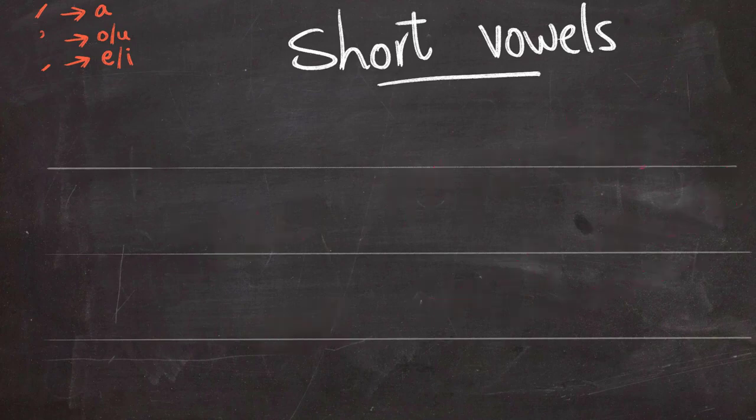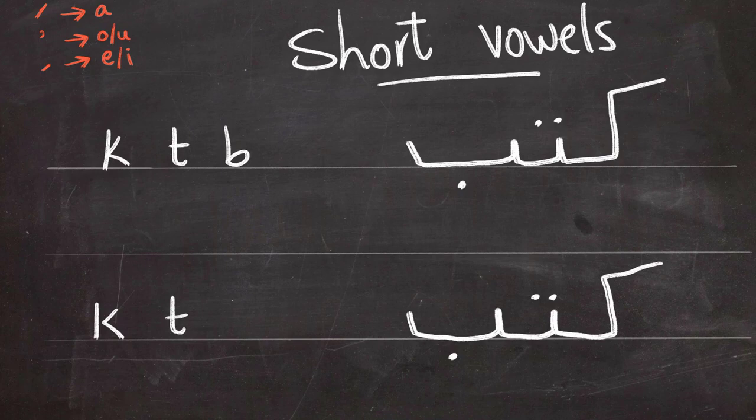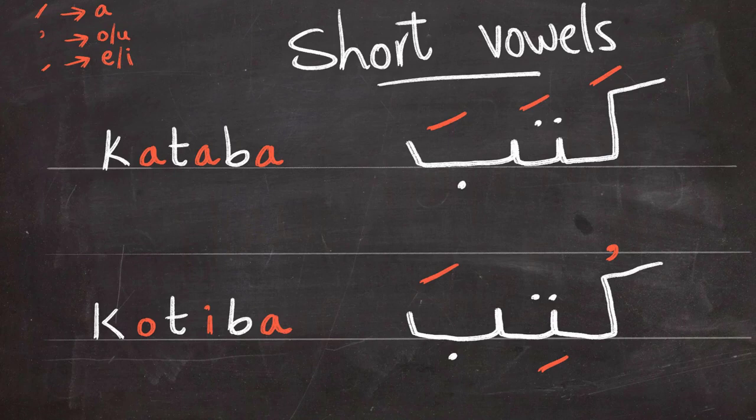Actually, they are extremely important. A word like the one we see on the screen right now is made up of 3 consonant sounds and we don't know what the vowels are yet. So, what you should be seeing right now are 2 identical words. However, by adding different vowels, you could basically change the tense and the meaning of the word completely. The first one, kataba, and the second one will be kutiba.